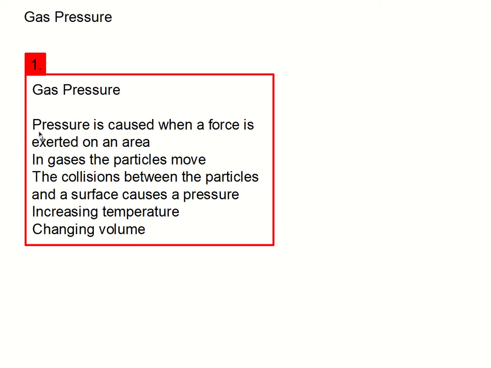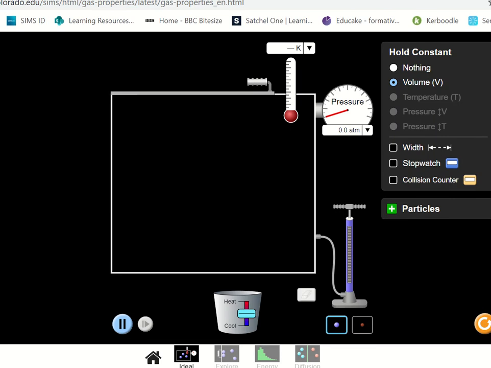Now, just think about this: in gases, the particles are moving, and those particles are continually bumping into a surface. Whenever they bump into the surface, they're going to exert a little bit of pressure. Now, in a normal gas, you're going to have lots and lots of particles, so all those collisions building up can actually give you quite a big pressure. You also need to understand how increasing the temperature affects the pressure, and how changing the volume also affects the pressure. So the easiest way to do that is using this simulation.